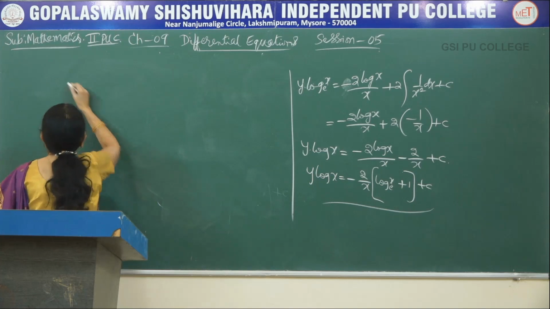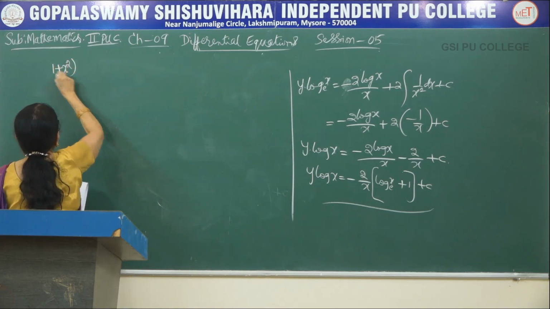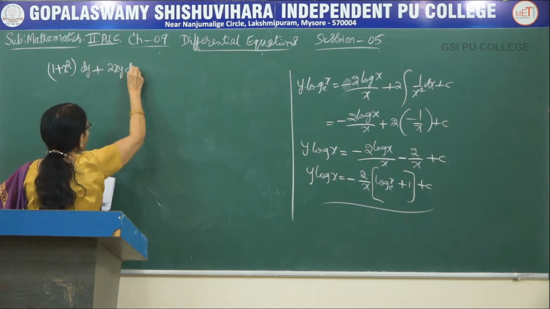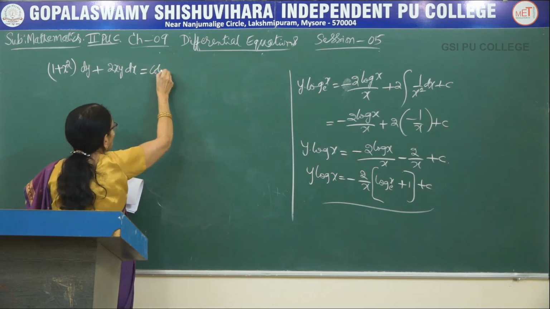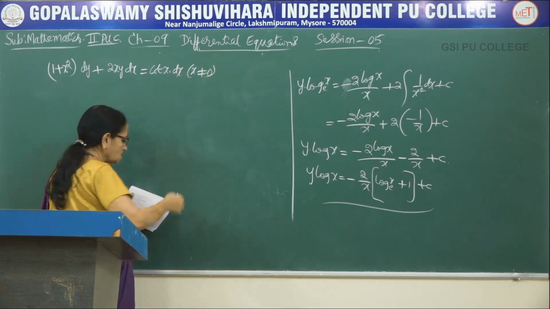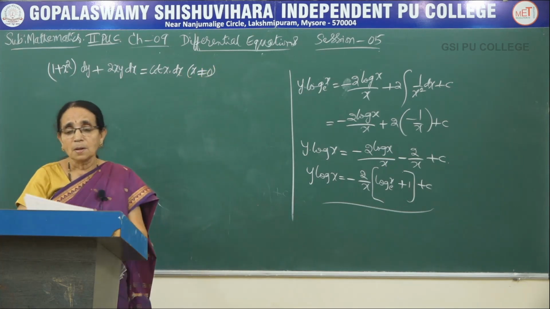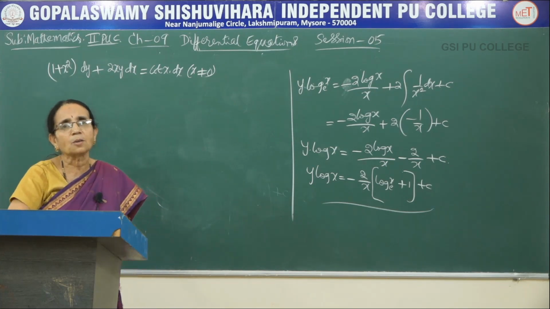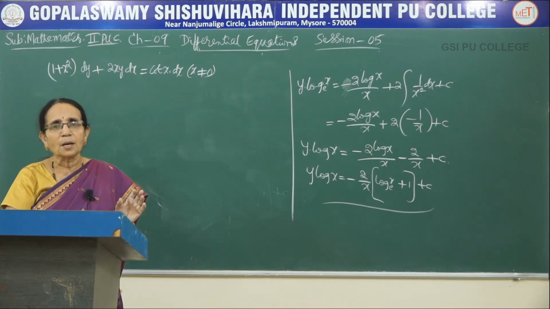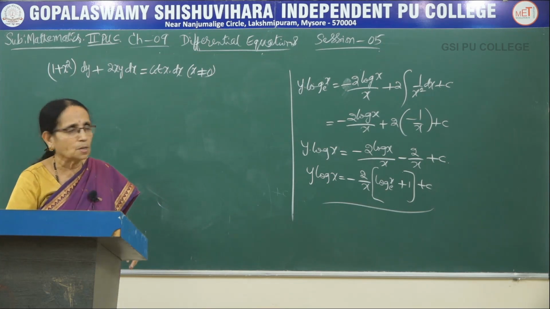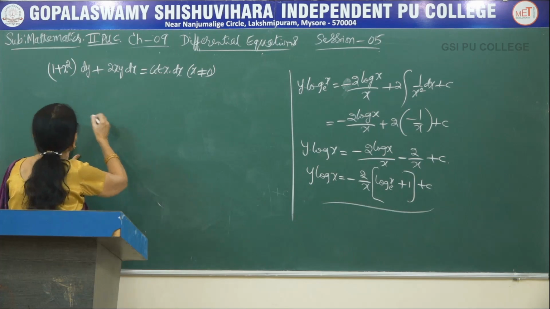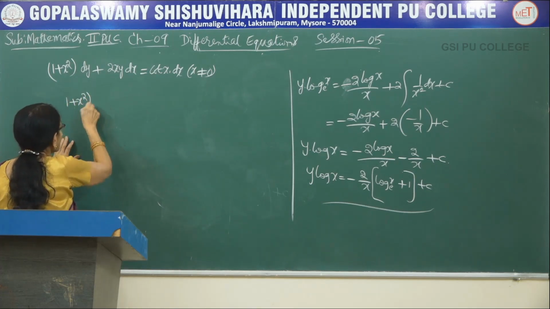Now the problem is like this: (1 plus x square) dy plus 2xy dx is equal to cot x dx, x not equal to 0. You observe here x and dx and dy are not at all together. So the first step is we have to try to write it in the standard form where dy by dx should appear in the equation. Now look here, there are two terms containing dx. First take them together on the same side and then we try to bring it to the standard form.